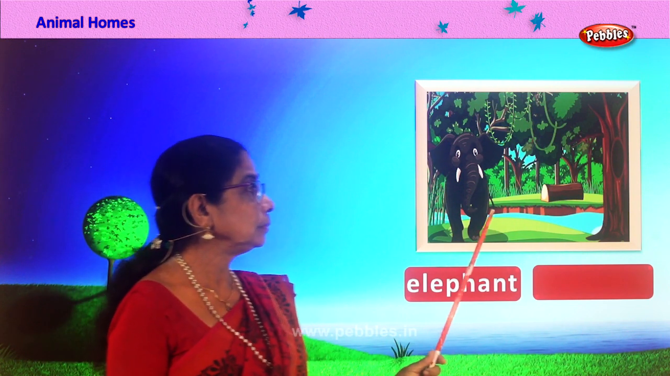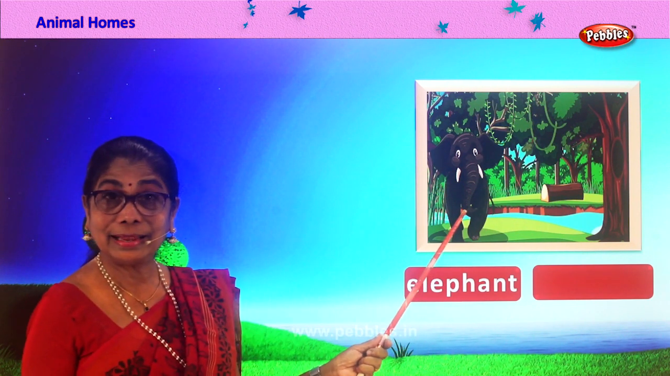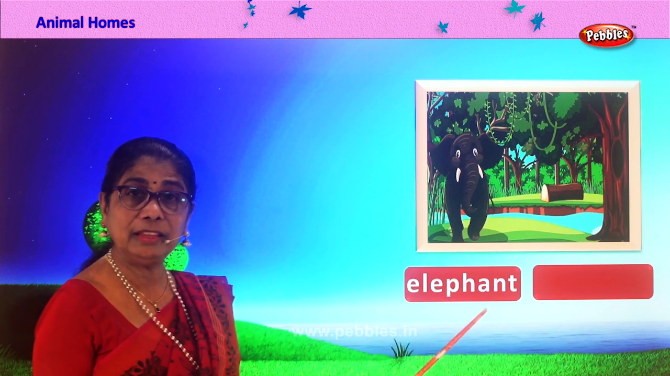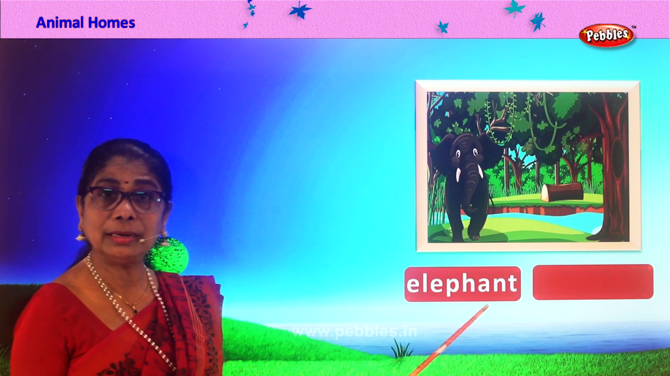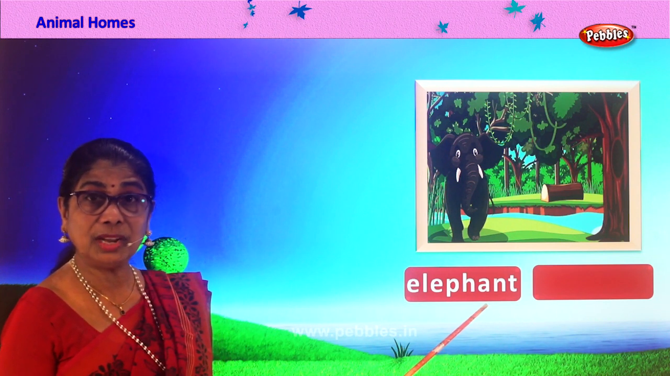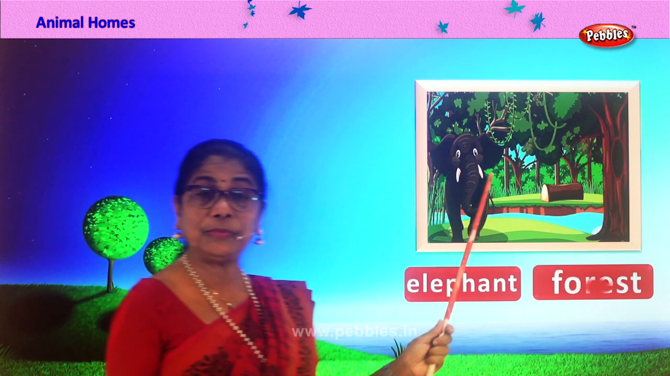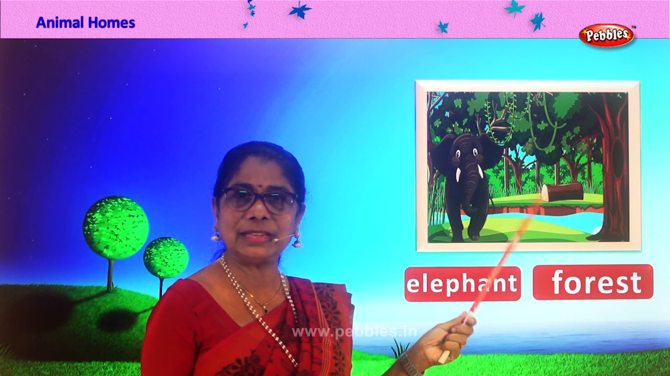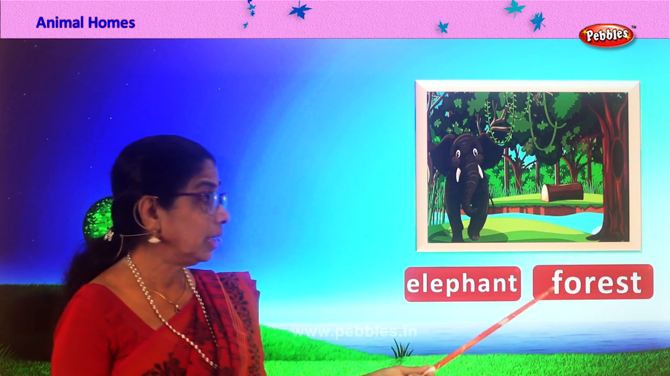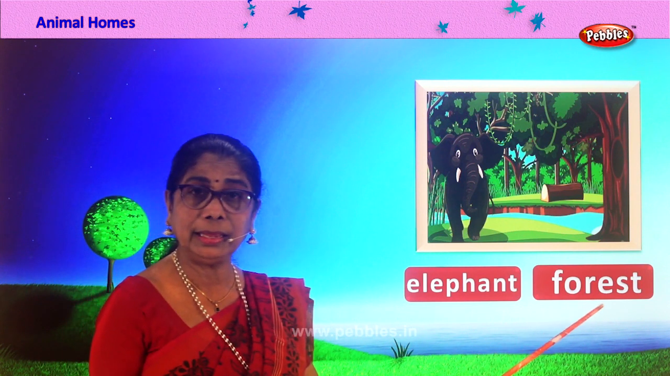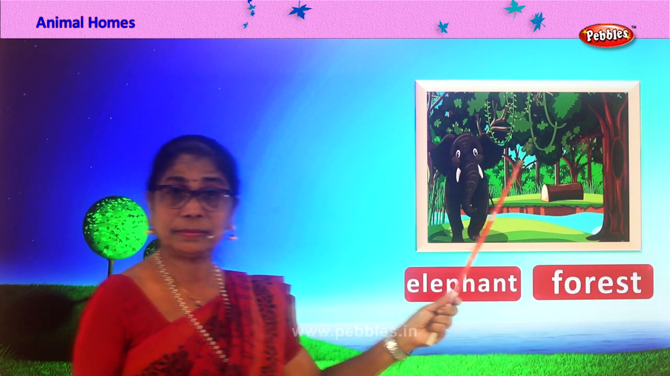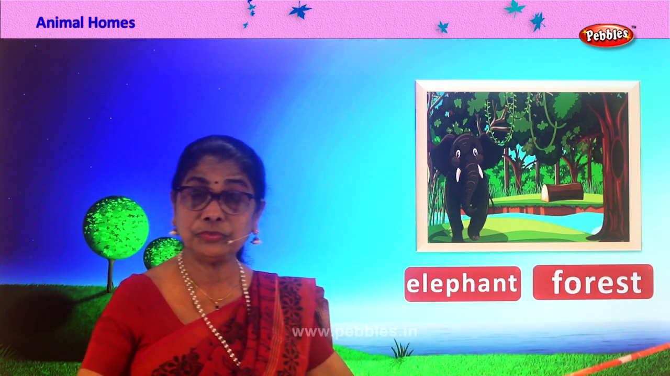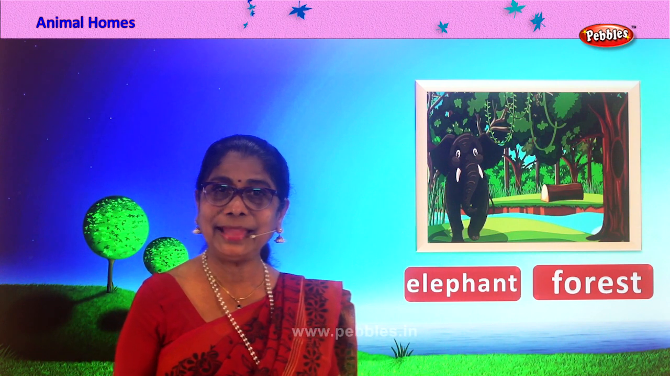Look. Who is this? Huge, big elephant. Where does the elephant live? What is his home called? Forest. Jungle forest is the place we find this huge animal. Elephant lives in the forest. F-O-R-E-S-T, forest. Elephant lives in the forest. Huge forest full of trees and he's very happy there.